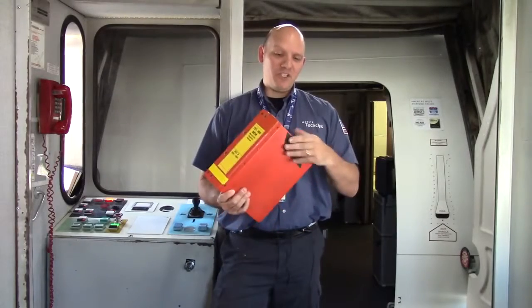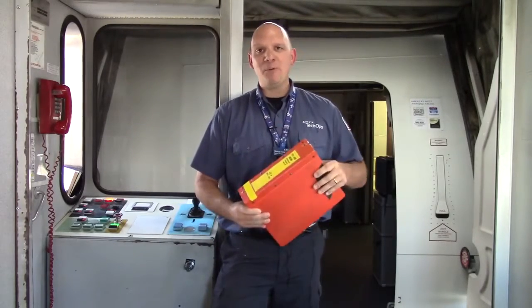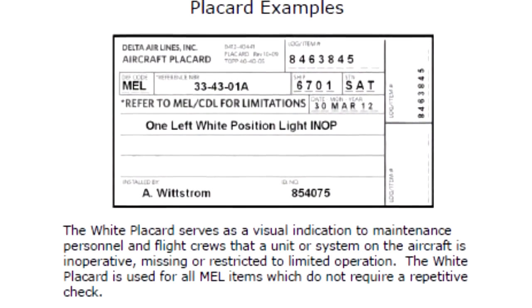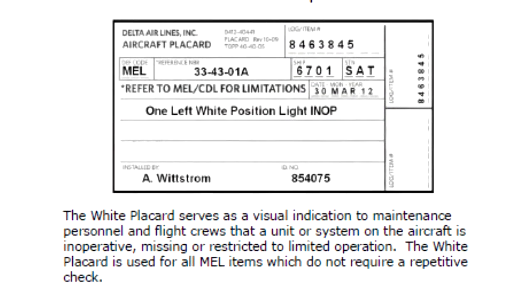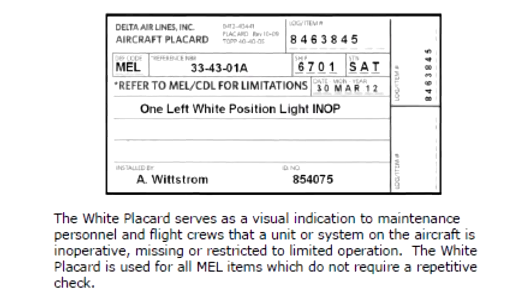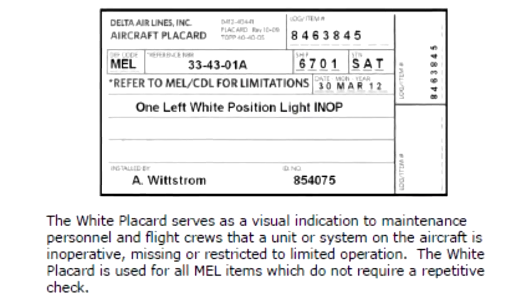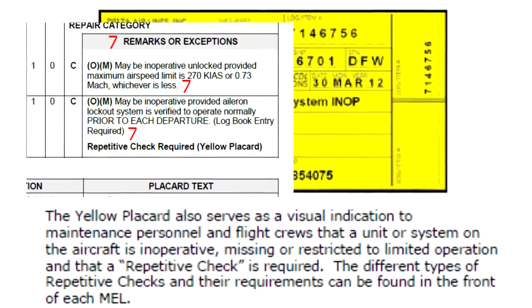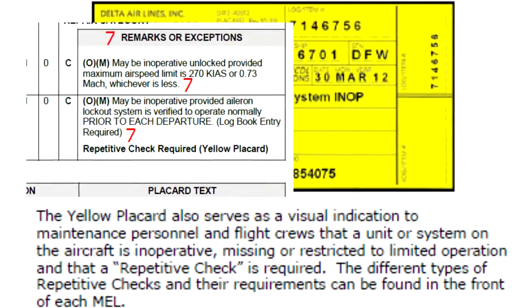So we've selected our MEL procedure, we complied with any of the M procedures, and those steps were taken. Now it's time to install the placard. Is it going to be a white placard or a yellow placard? Well, let's take a look at the difference between those two. Placards are used as a visual indication to flight crews and maintenance personnel that a unit or system is inoperative. The white placard is used for all MEL items which do not require a repetitive check. A yellow placard is used when the statement "repetitive check required" is printed in the remarks block of our MEL.